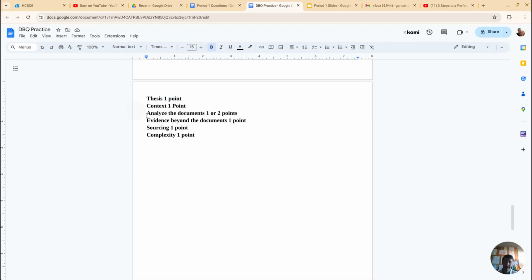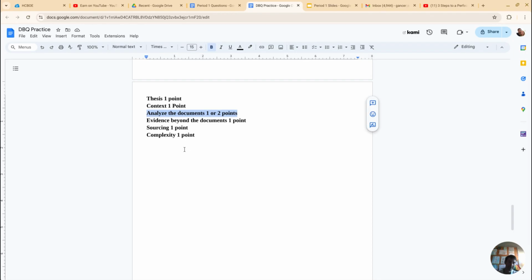Document analysis. All right, so you're going to have 7 documents on the AP DBQ portion, and you can analyze 3 of them and get 1 point, or analyze at least 6 of the 7 to get 2 points. Well, Mr. Ganser, what does that mean to analyze the documents? Well, there are going to be 7 documents related to the prompt. A document could be a map, a picture, a journal entry, or some other piece of writing, a historical primary source. You've got to take 6 of those, or at least 3.